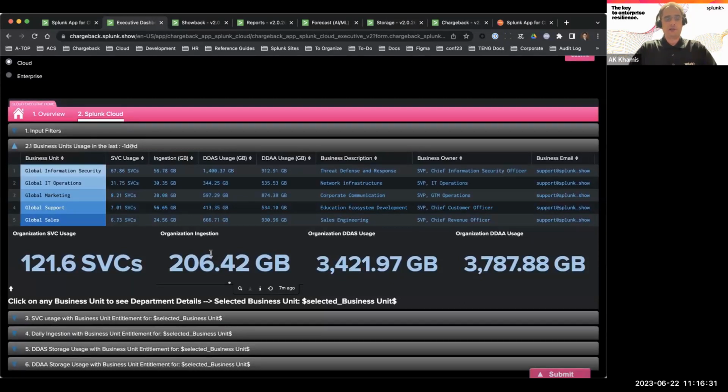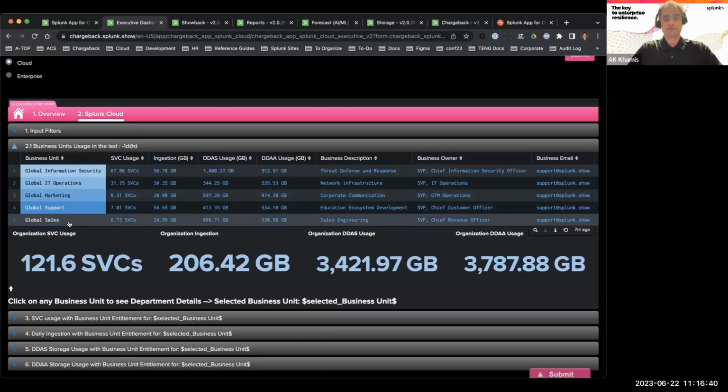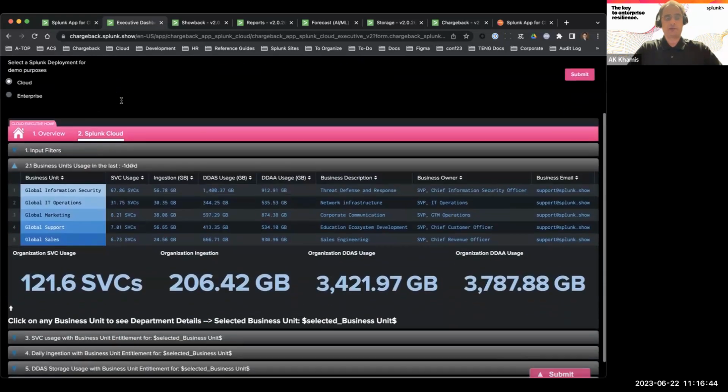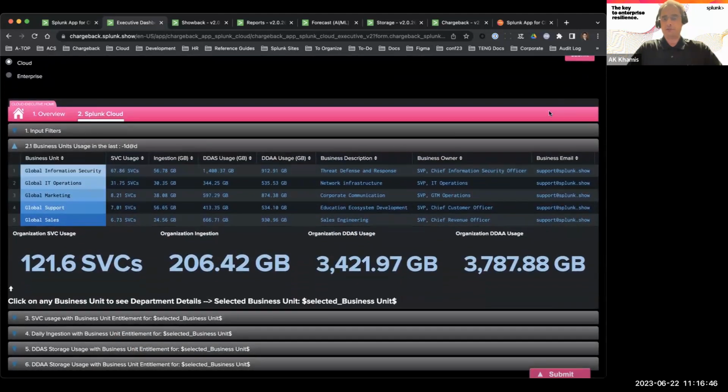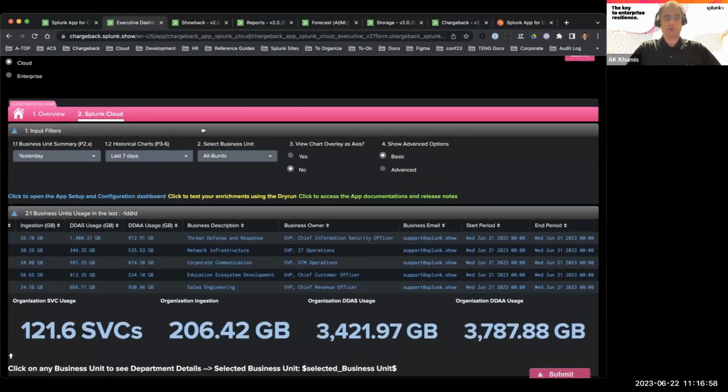This organization has five business units. They have global information security, global IT operations, marketing, support, and sales, right? This is where we are here in the executive dashboard. And then we're seeing information such as how many SVCs they used yesterday. This is yesterday. And you can see that here on the right-hand side. It tells you what they were looking at. We can pick different days if we wanted to from this panel here.